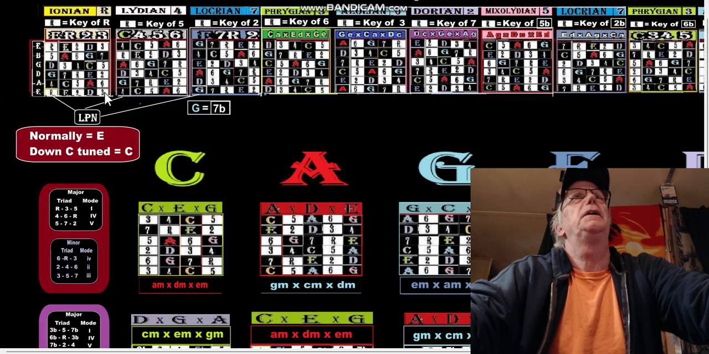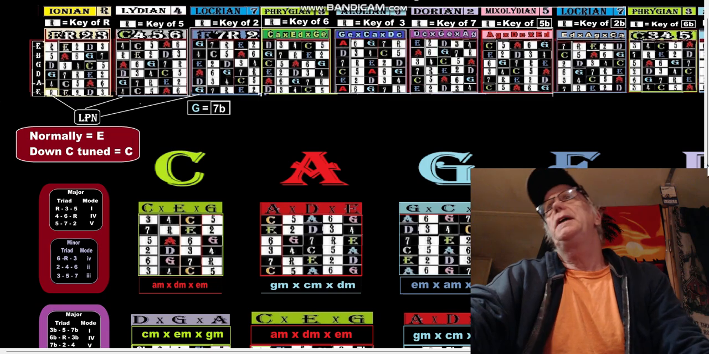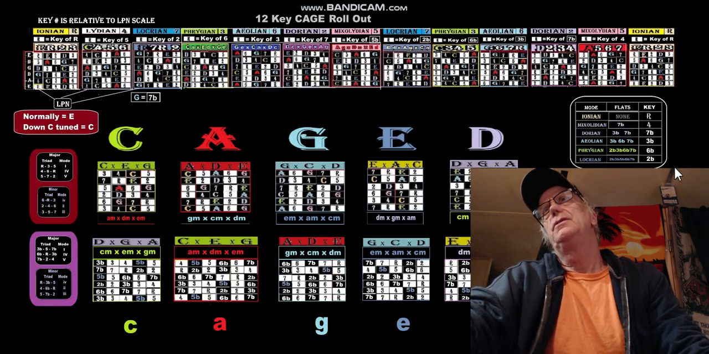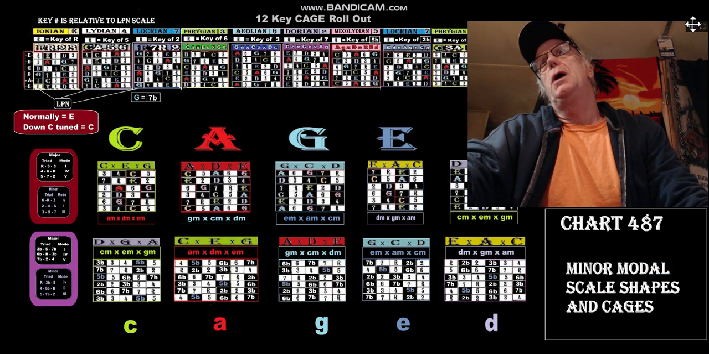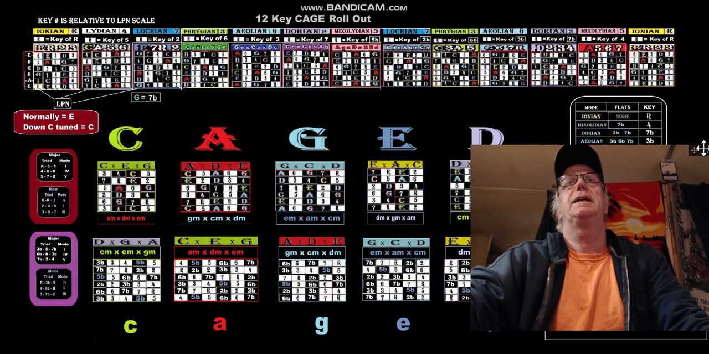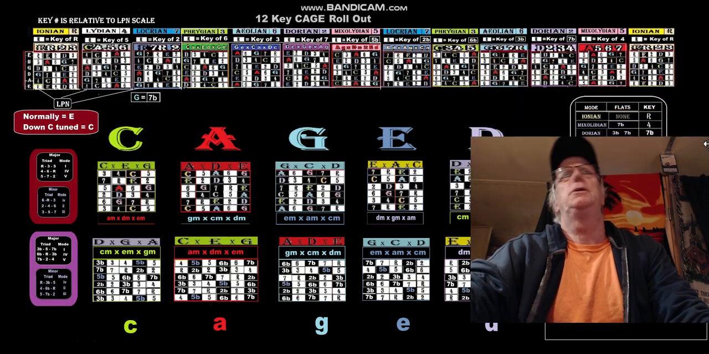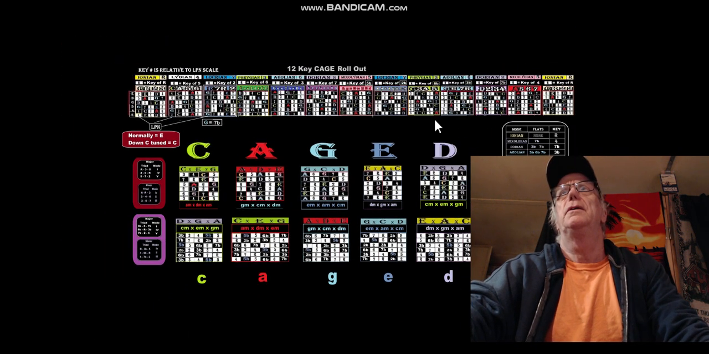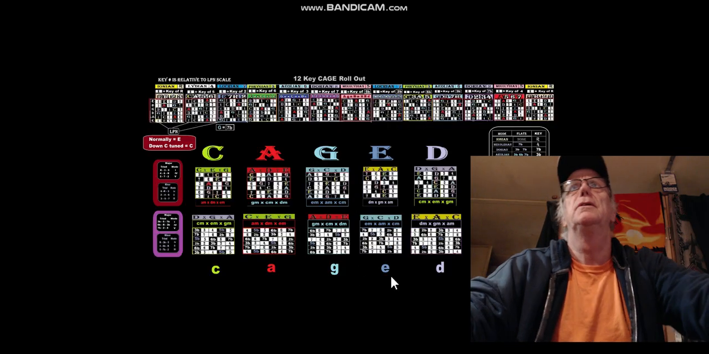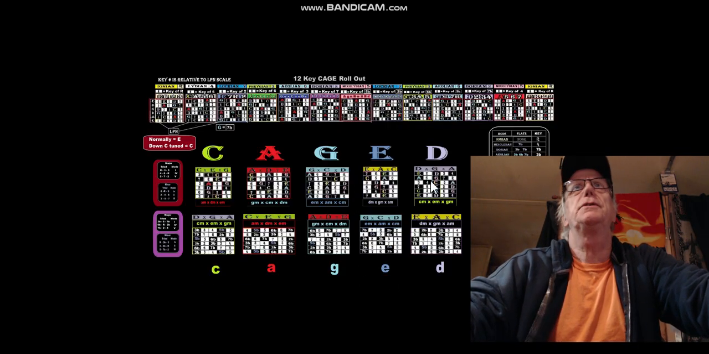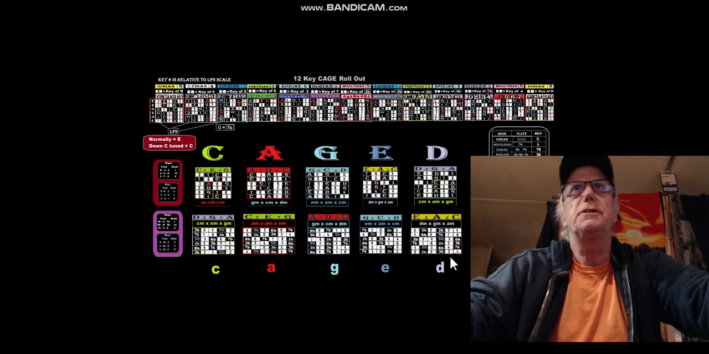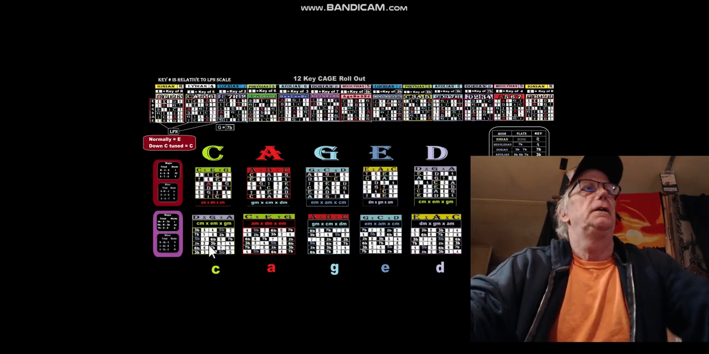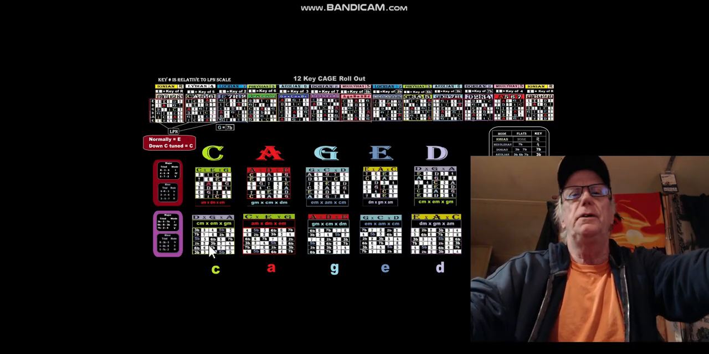So let's not go on and on and on. What we want to cover today, once again, is the minor modal scale shapes and cages. The minor modal scale shapes and cages, and there they are. Right there. Okay, so these are the majors, and these are the minors. Remember, these minors down here are not the minors of this guy. C minor is not the minor of C major.